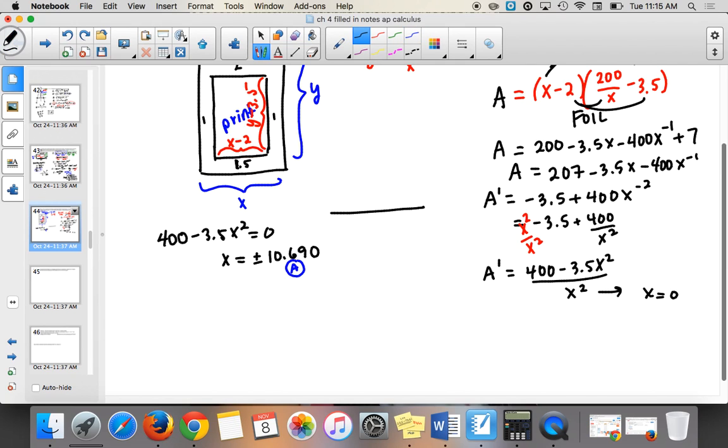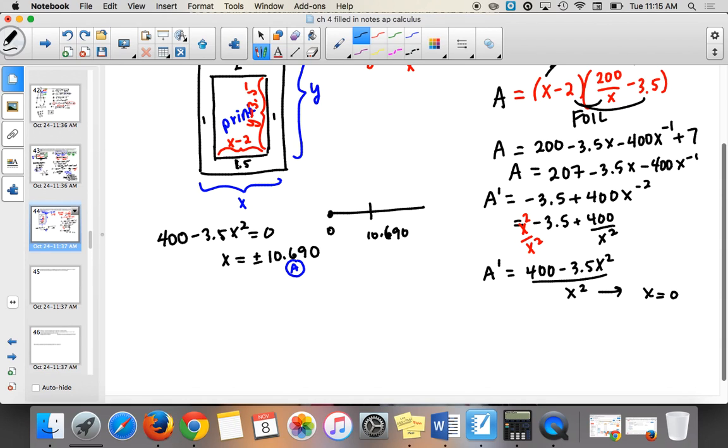All right, so we need to quickly show that this is creating a maximum area, so we do our number line. X really can't be anything less than 0, right? We have to have some kind of thickness to this paper. So we're going to start with 0, and then we have our 10.690. And then it can go up forever, but it's kind of weird that it goes up forever, so we'll leave it like that. So pick numbers that are close to your critical values, like 10 and 11 would work.